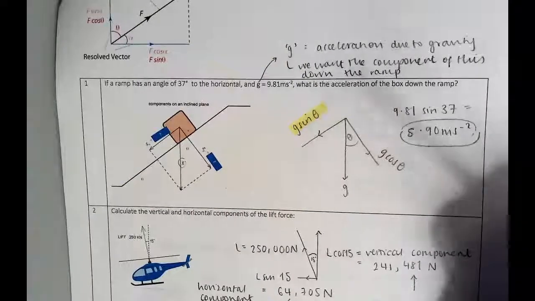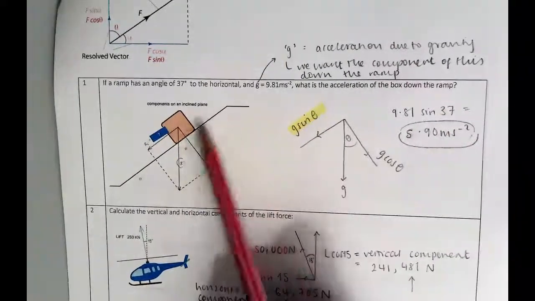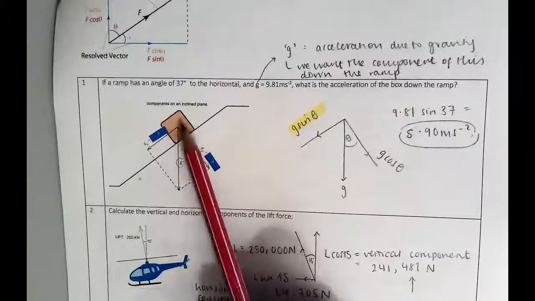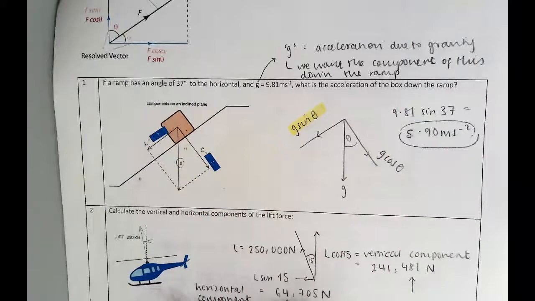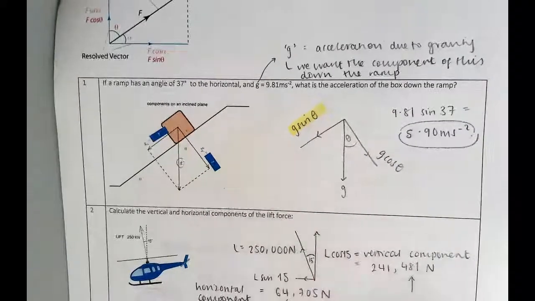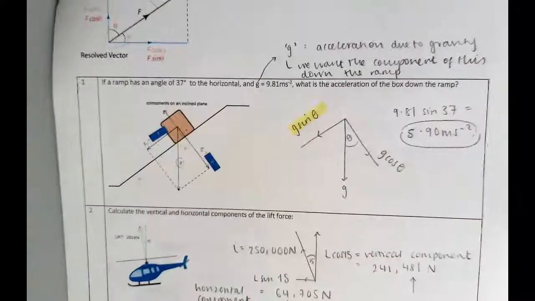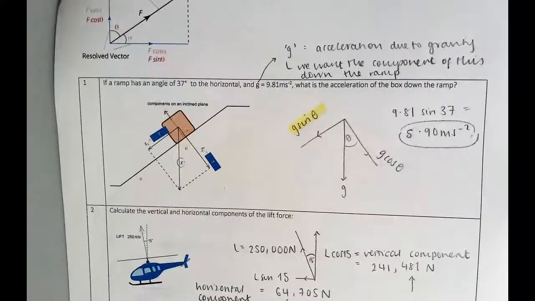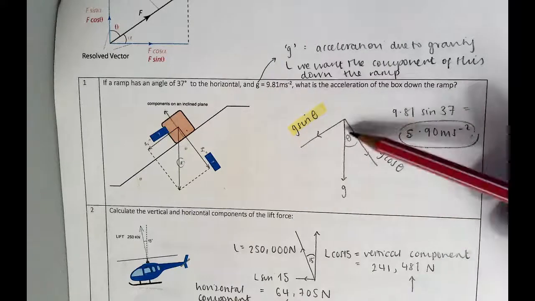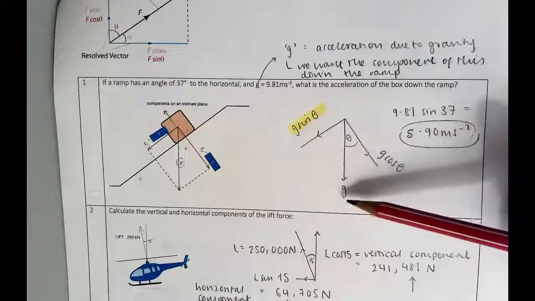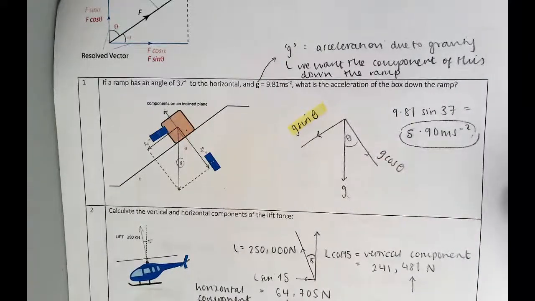Without the ramp, if this were just in free space, it would accelerate down due to gravity. But obviously that's not the reality of this situation. You've got some friction on the ramp, you've got a normal reaction force, so the ramp pushes up on the box. Don't worry about any of that for now, we aren't on the forces topic yet. But just at its most basic, we've got acceleration due to gravity down, and we call that g.